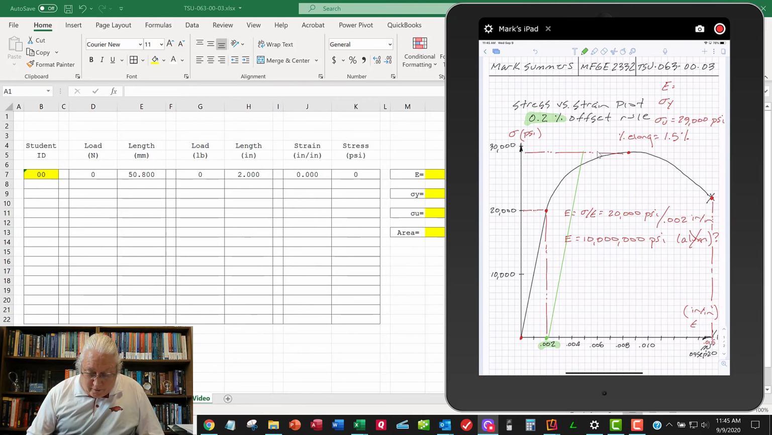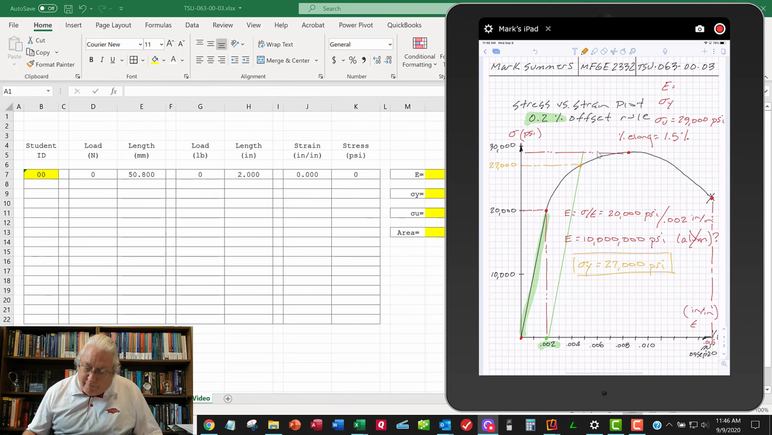Let's go over 1, 2, 3, 4. That looks like a parallel line. So I'm drawing a line that starts off at 0.002 and is parallel to this original data line. Then I just come over here and pick off the intersection, walk over to the y-axis and read the value off, which looks like 27,000, 28, 29, 30. Yep. So the yield strength of this material is 27,000 PSI.